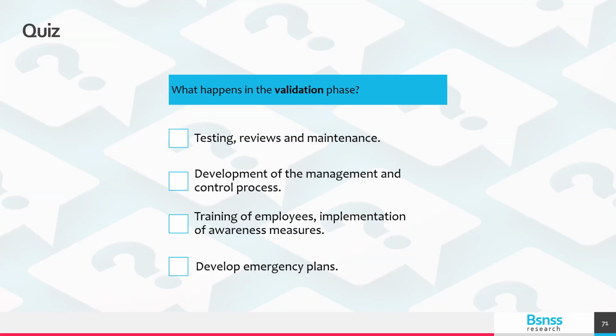Quiz. What happens in the validation phase? 1. Testing, reviews and maintenance. 2. Development of the management and control process. 3. Training of employees, implementation of awareness measures. 4. Develop emergency plans. Please stop the video if you need more time now. The correct answer is: testing, reviews and maintenance.